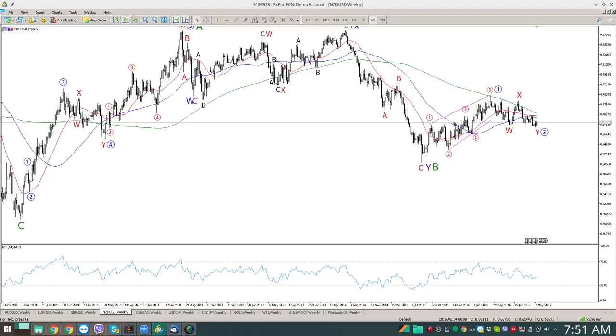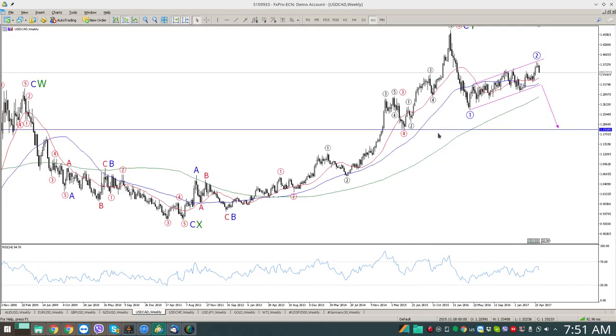So now moving forward to the loony. Here there are not big changes. I was actually expecting this price action here to be a correction for a long time, and it appears that the last rally that was pretty much expected from my previous analysis so far is now complete.